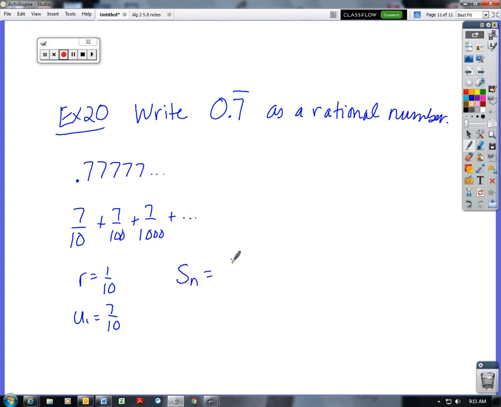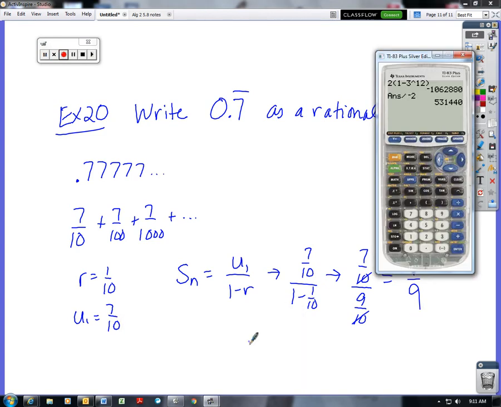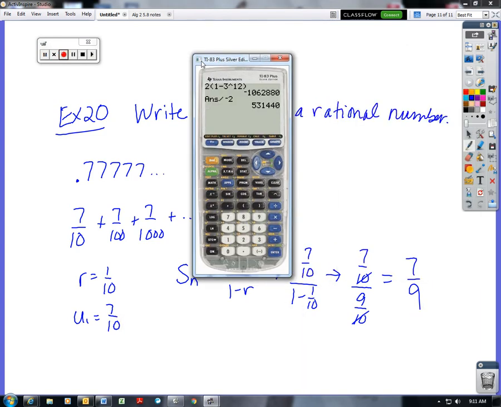And then I'll write it down again, it's u sub 1 over 1 minus r. So u sub 1 is 7/10, and then 1 minus 1/10. So that becomes 7/10 over 9/10. The tens will end up canceling, and you get 7/9. And you could try this on your calculator. I guess I'll do it. Do 7 divided by 9, and you will see what you get there. 0.7777.